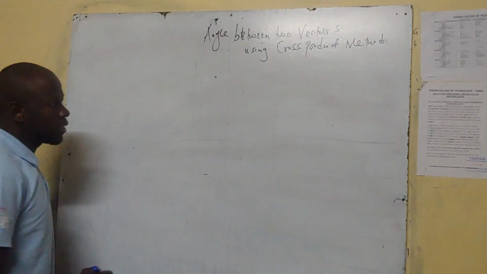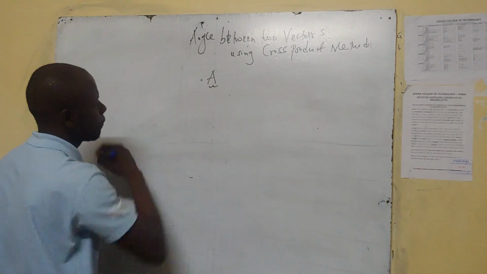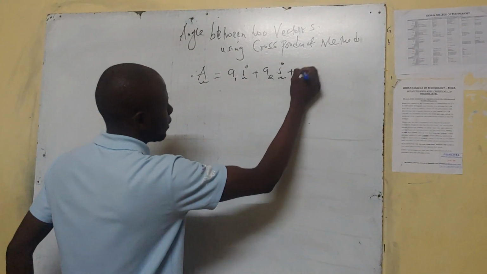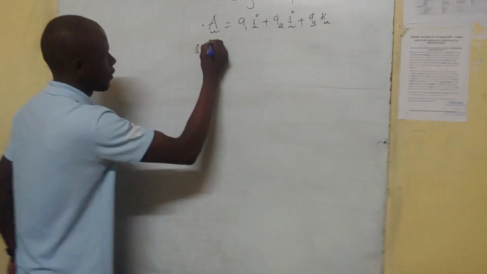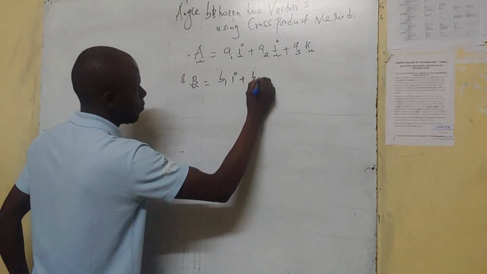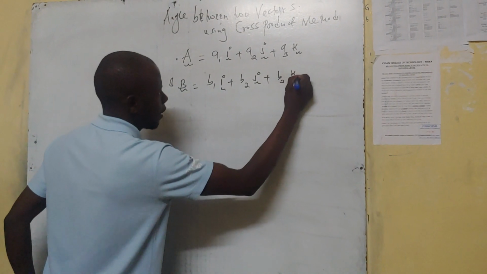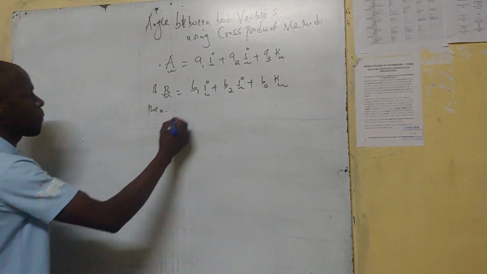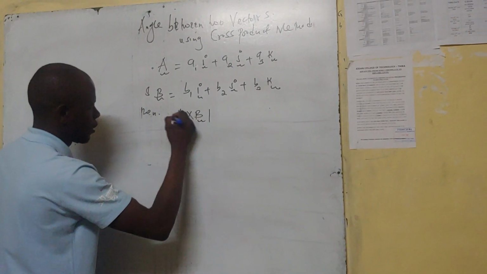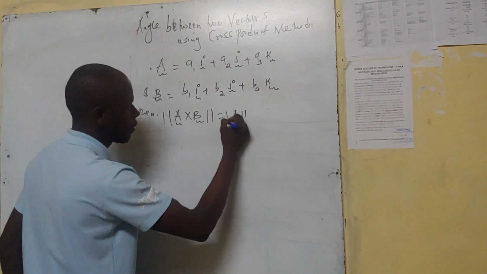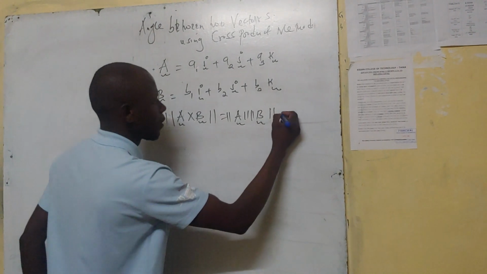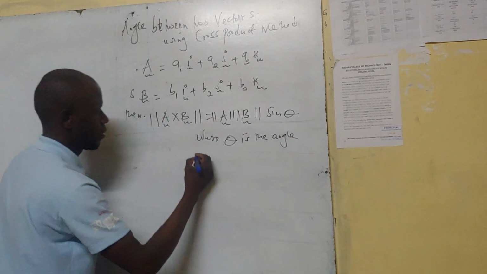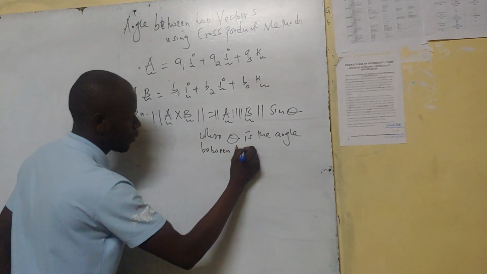Cross product method. In this case, we are given two vectors, say vector A, which is A1 I plus A2 J plus A3 K, and another vector B, which is B1 I plus B2 J plus B3 K. Then we can find the angle between these two vectors A and B using the formula: the magnitude of A cross B must be the same as the magnitude of A times the magnitude of B times sine theta, where theta is the angle between the two vectors.